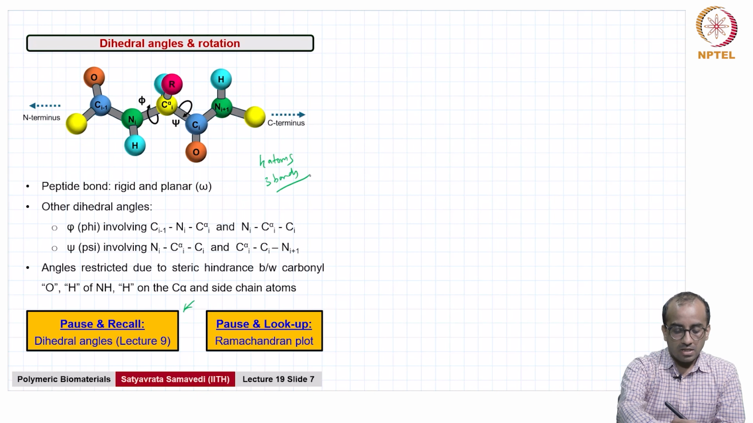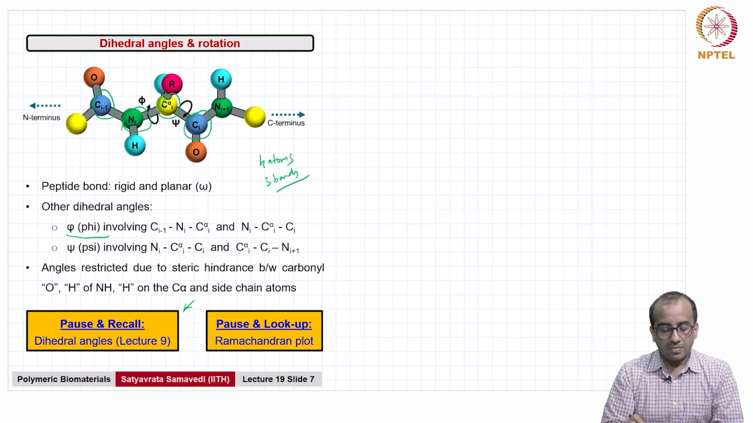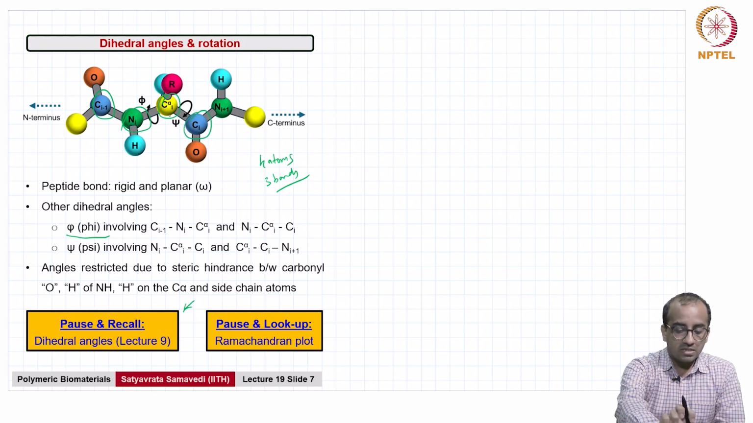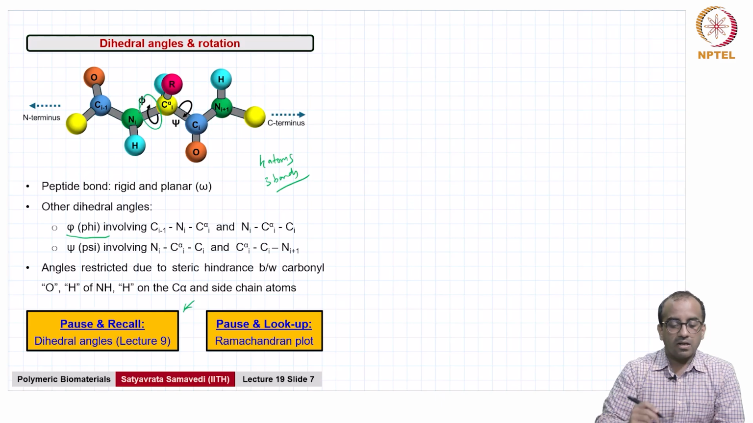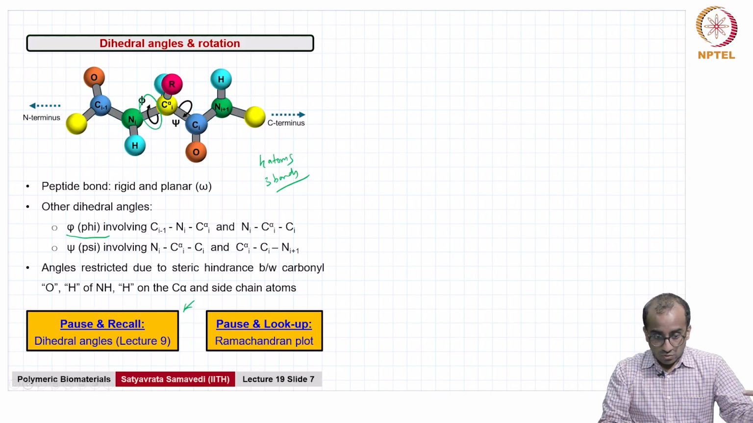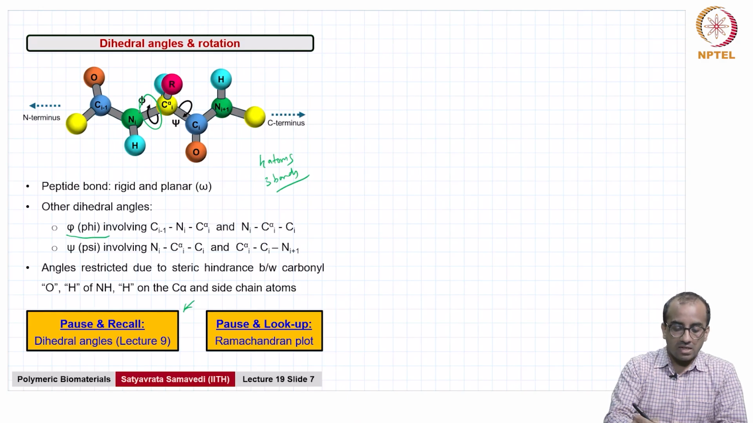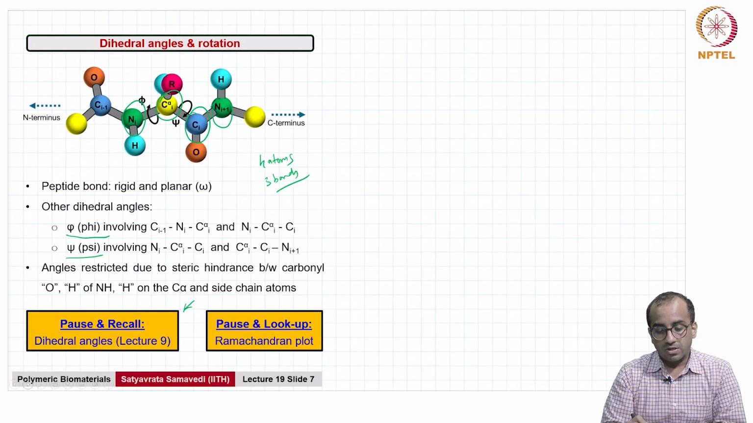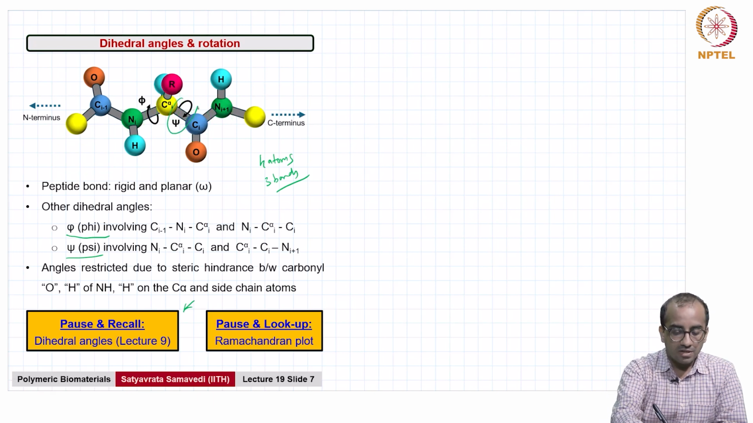So, you see here the first dihedral angle, which is phi, is involving Ci-1, Ni, Ci alpha and Ci. And this is the angle of rotation when you look through from that side. And the second dihedral angle, which is psi, involves Ni, Ci alpha, Ci and Ni plus 1, which is given as this.